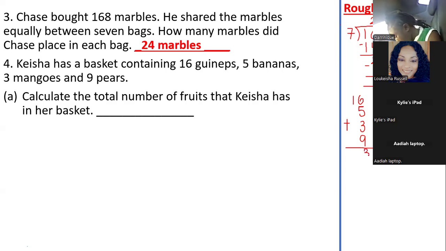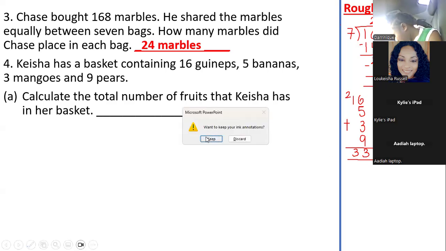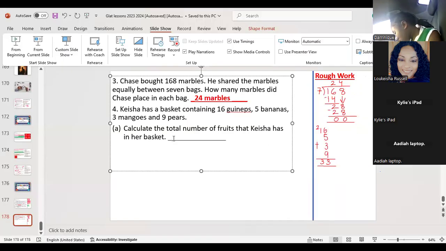Put the 3 down and put the what? 2 above. 2 plus 1 is 3. So the answer is definitely going to be what? 33. 33, right. No, sir, not marbles. Fruits. There we go. 33 fruits.